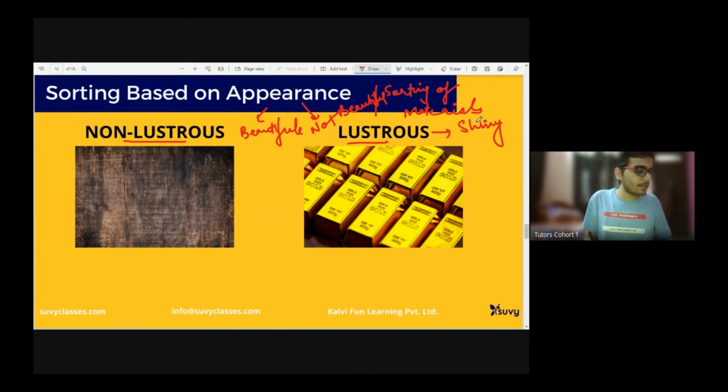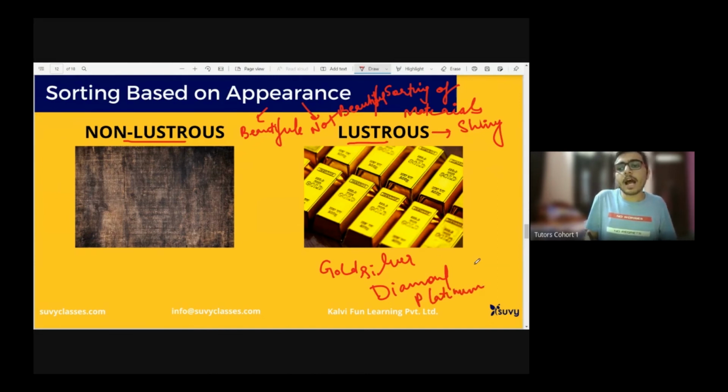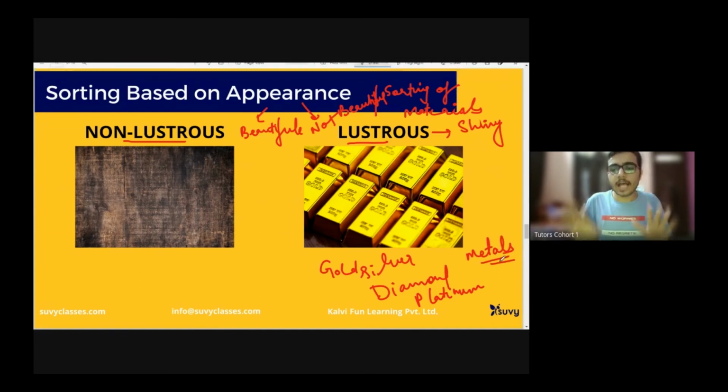Can you name some shiny substances? The chat is open for all. Yes, as you can see in the image here, it's gold, silver. Yes, more. Someone has written diamond. Diamond is one. Platinum. Very good. Usually metal substances are shiny. Unless they get corroded, metals are shiny in nature, and this shininess is termed lustrous in scientific terms. And the opposite of lustrous is non-lustrous, right?